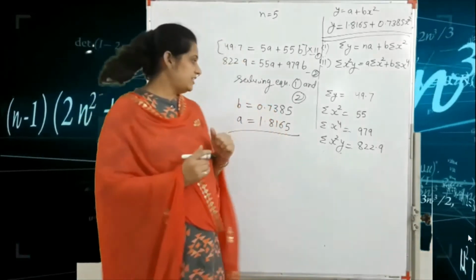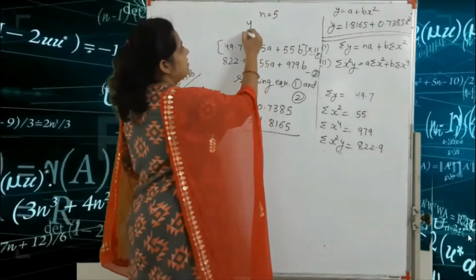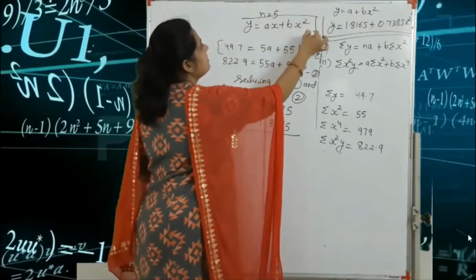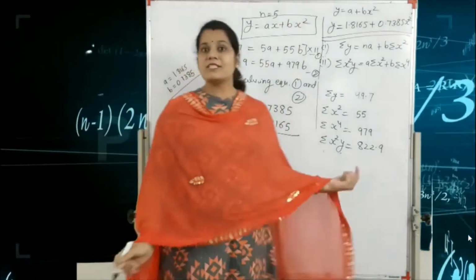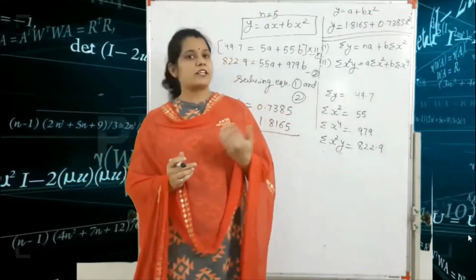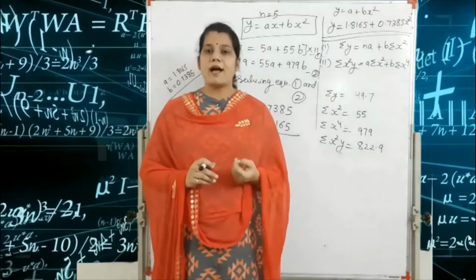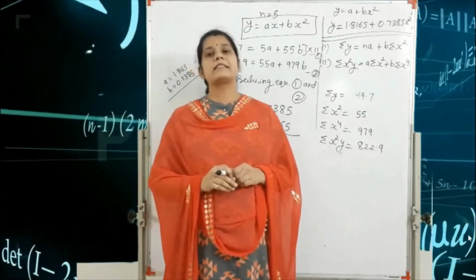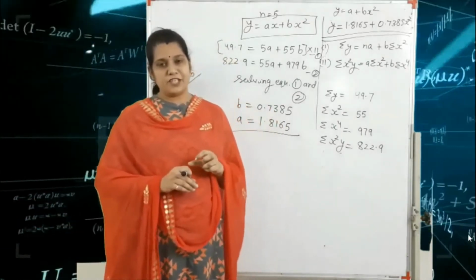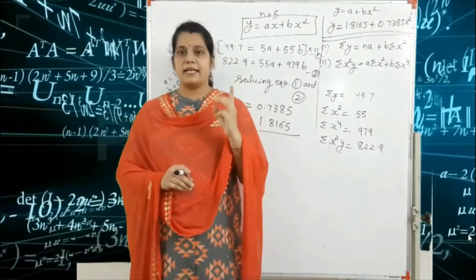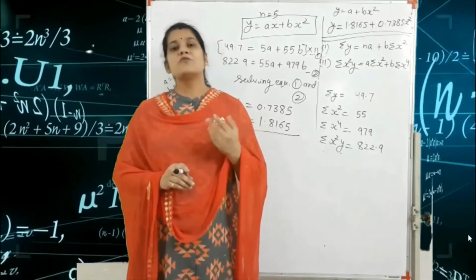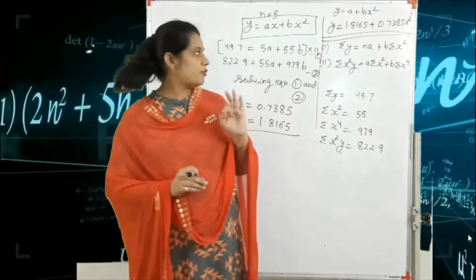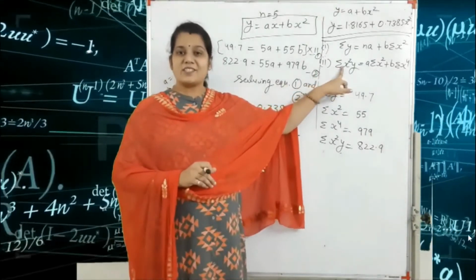Okay, so our third quadratic equation is what? Our third quadratic equation is y is equal to ax plus bx square. This is our third quadratic equation. Okay, first quadratic equation is what? We have already seen in our previous lecture. y is equal to a plus bx plus cx square. In this quadratic equation, we have the three constants a, b and c. So we write the three normal equations, but the third normal equation is of the form summation x square y.